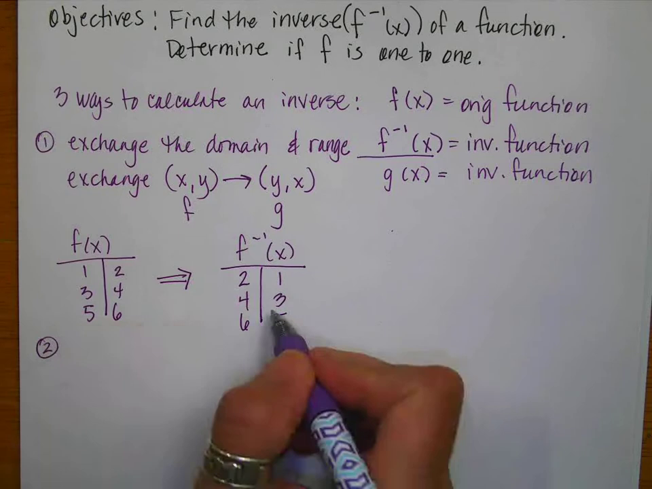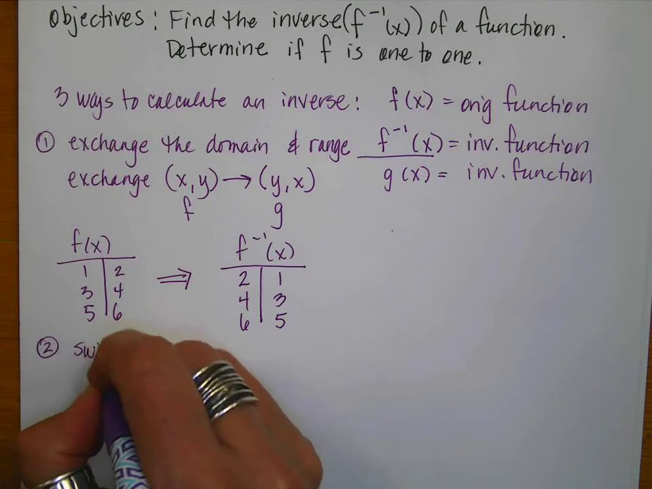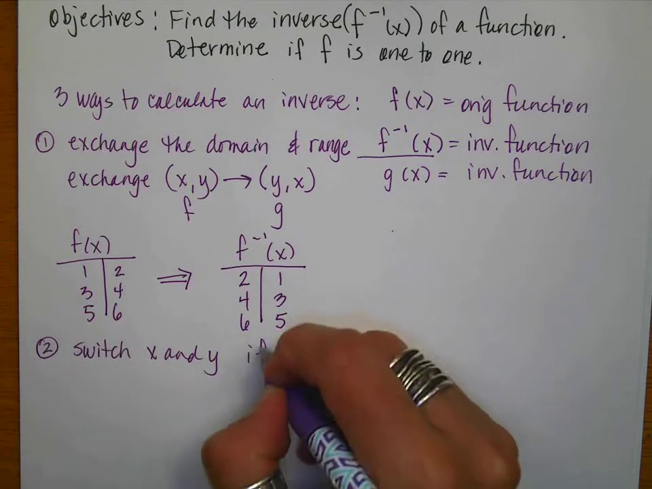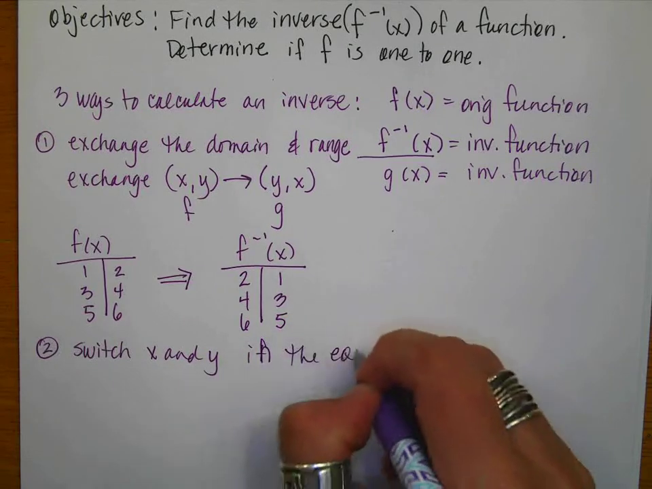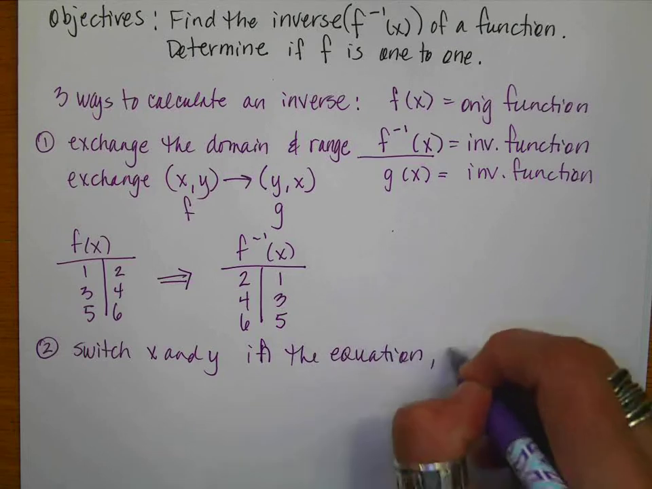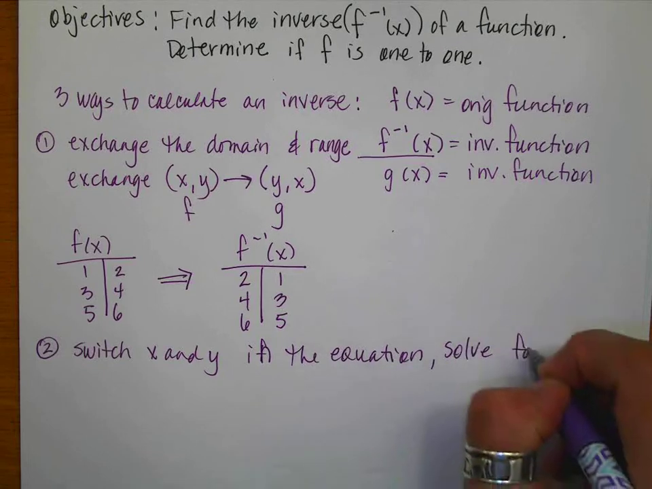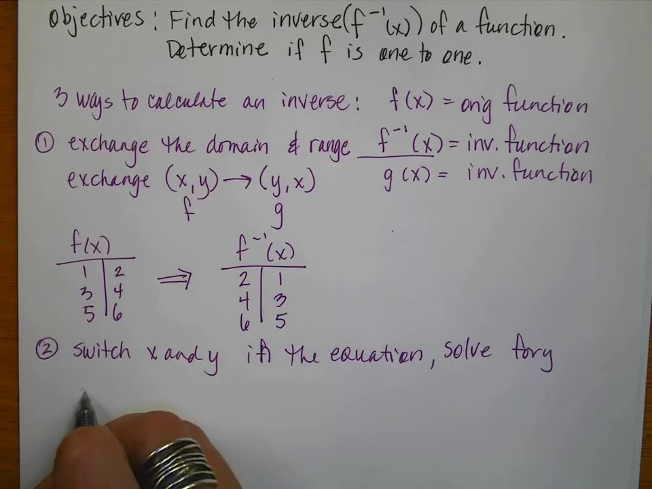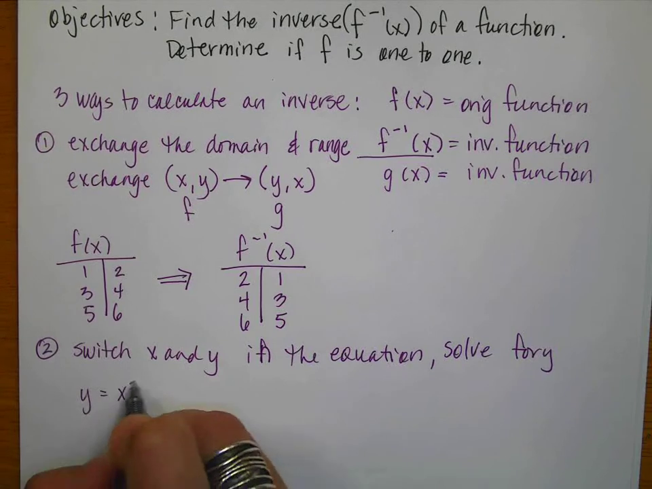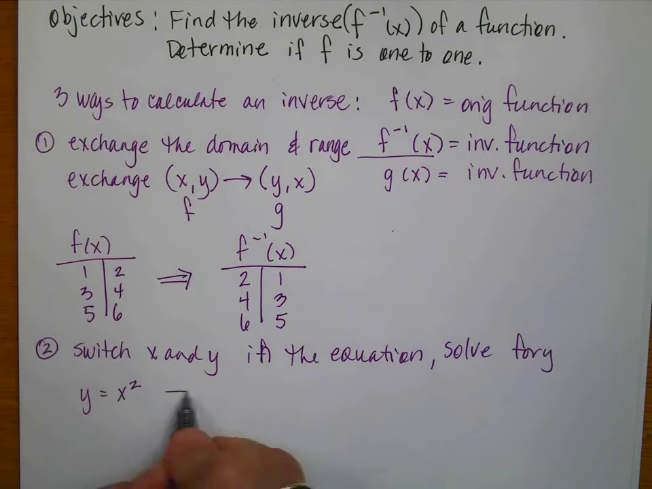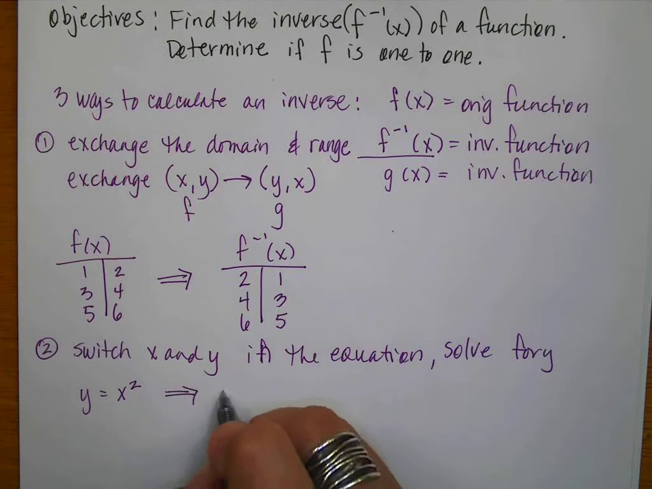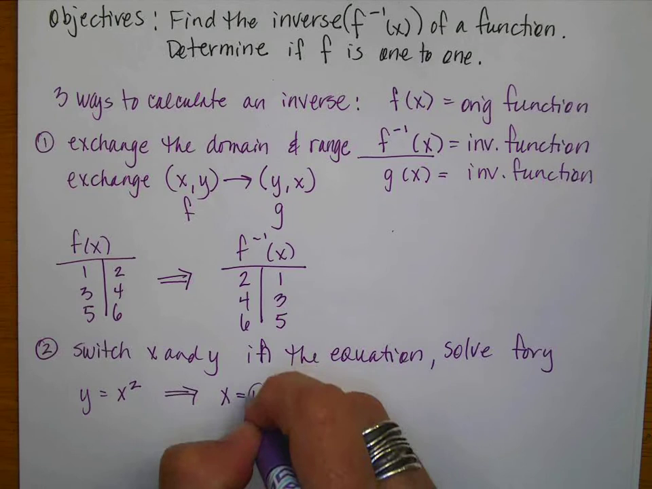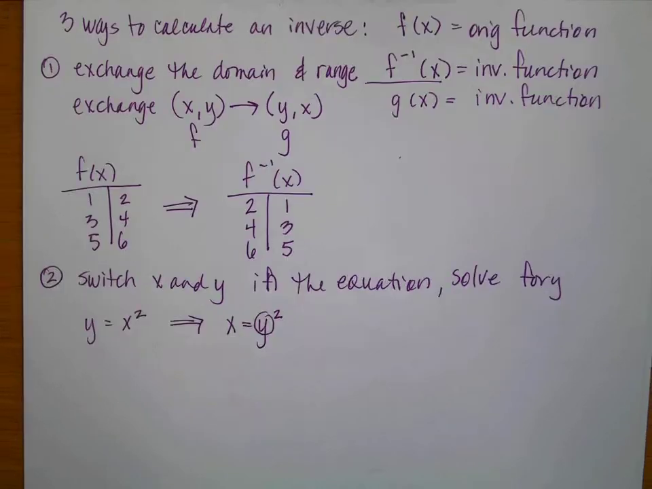The second method is to kind of do the same thing. So I'm going to switch x and y in the equation, and then I'm going to solve for y. And we'll do an example for this later, but let's say I had y is equal to x squared. Well, if I want to find the inverse, then I would do x is equal to y squared, and then I would have to solve for y.